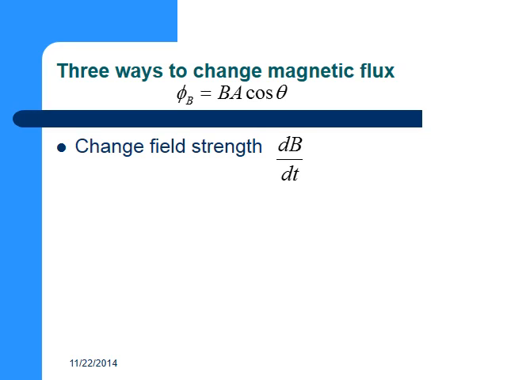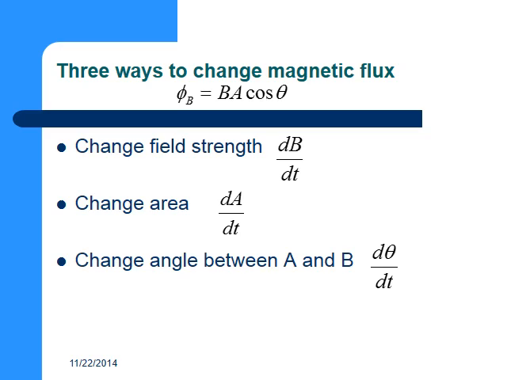If we can change magnetic field strength, we can change magnetic flux and induce an EMF. So we have a dB dt, change in field. If we can change area through which the magnetic field passes, then we can change flux, d phi dt. So we have a dA dt. If we can change angle between A and B, we have changing flux. This is d theta dt.